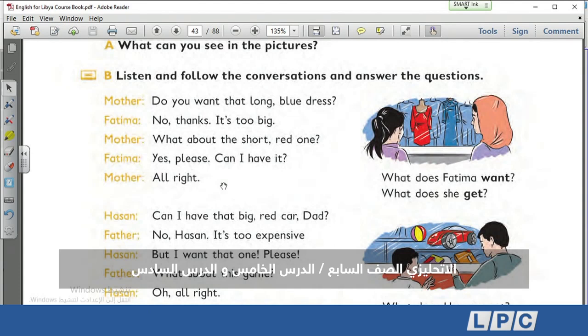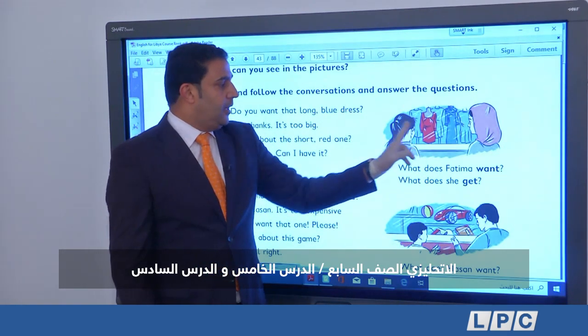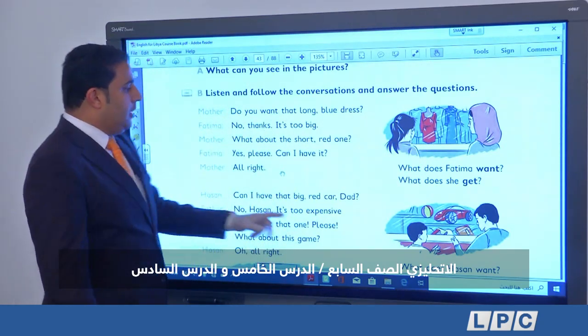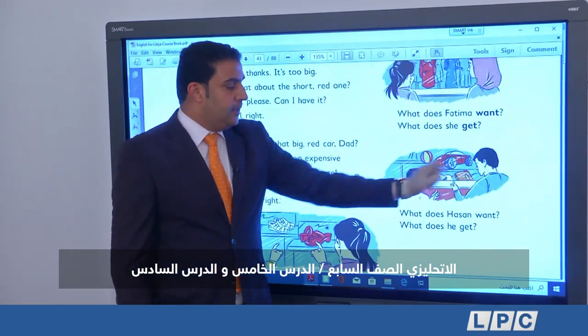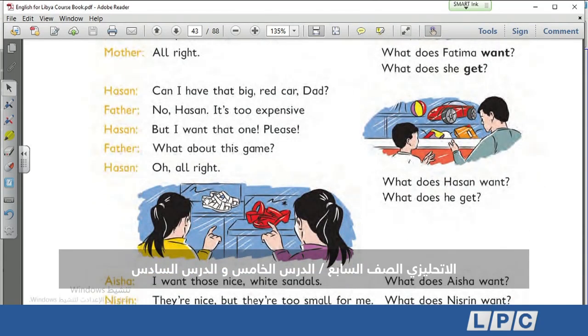What can you see in the picture? A woman, a girl, long blue dress, short red dress. امرأة، بنت، فستان أزرق طويل وفستان أحمر قصير. Picture two, we can see a man, a boy, رجل وولد. Car, ball, toys, ألعاب. In this picture, في هذه الصورة, two girls and shoes. Good?